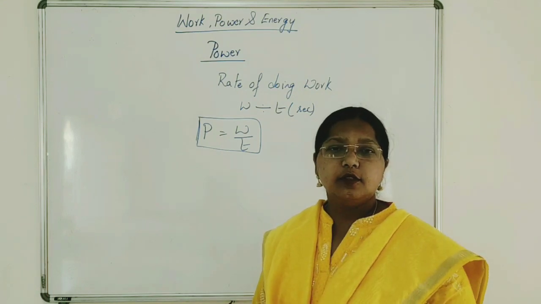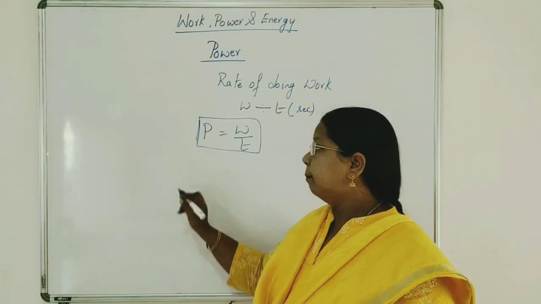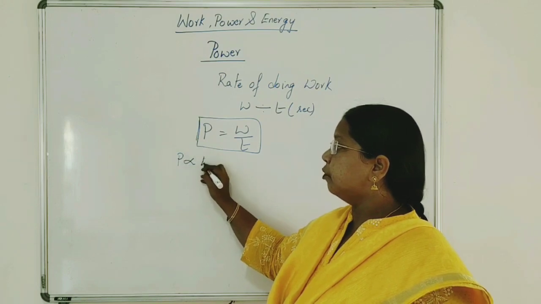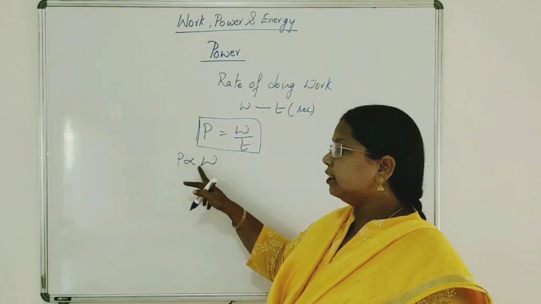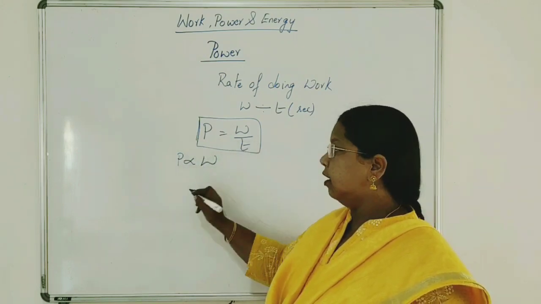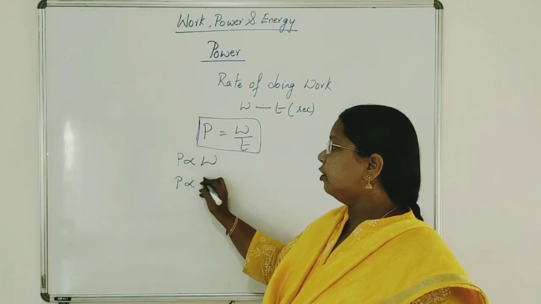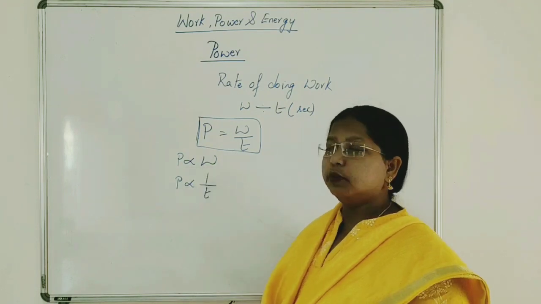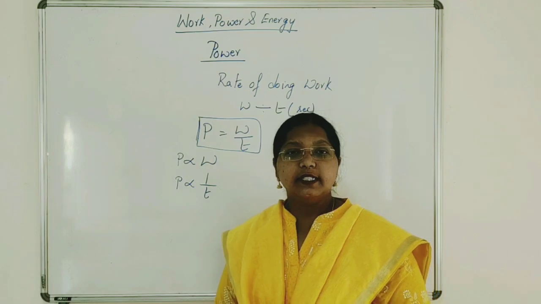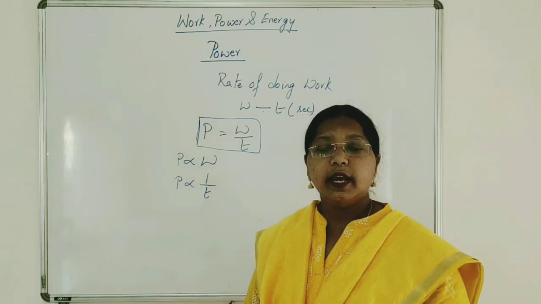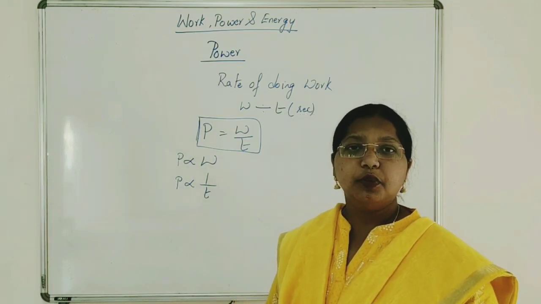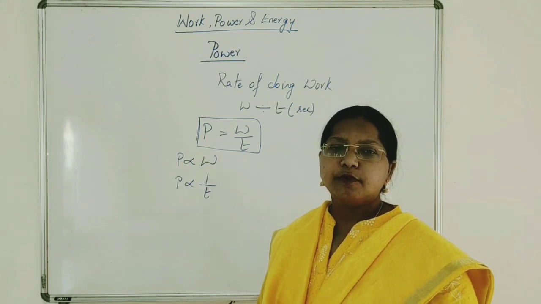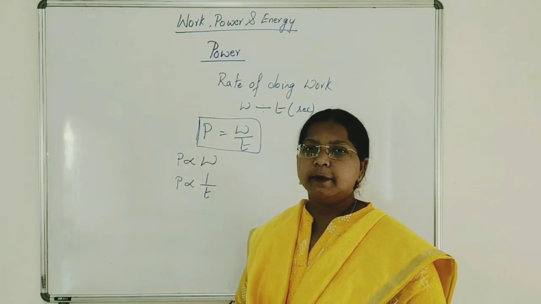There are two factors which affect the power. Power is directly proportional to work done. And the other factor, power is inversely proportional to the time t. So these are the two factors on which the power depends.